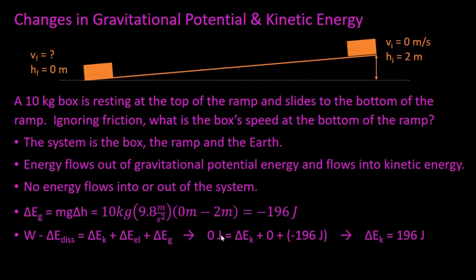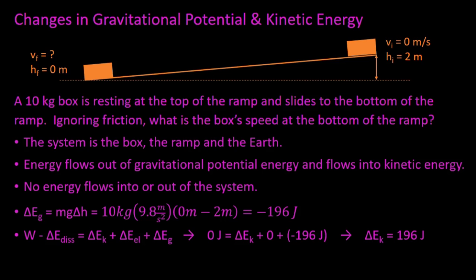Now we know, because there was no energy transferred into or out of the system, and because we could ignore friction, the left-hand side of the equation is 0 joules. And then we see the change in kinetic energy, which we don't know, so we list the variable, plus 0, because there's no stretch or compression of the object to store elastic potential energy, plus the negative 196 joules, because that's our change in gravitational potential energy. That leaves us with the change in kinetic energy equal to 196 joules.